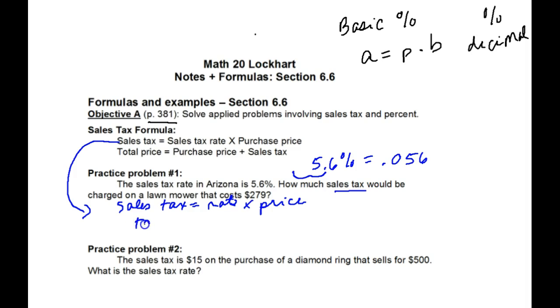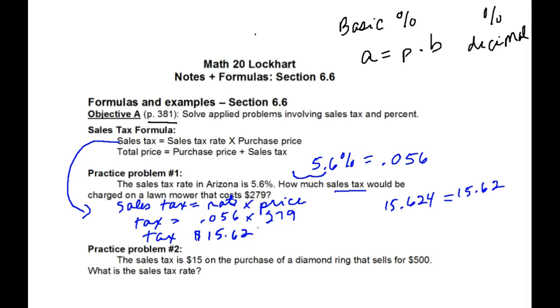So the tax equals my rate, 0.056, multiplied by the price, which was $279. I'm going to take my calculator out and do that, and I get 15.624. Since we're talking about money, we want to round that off to the closest cent, $15.62. So my tax is going to be, remember my dollar sign, $15.62. See how we had our amount, our tax, equal our percent times our base.